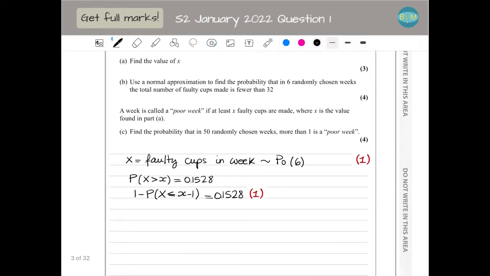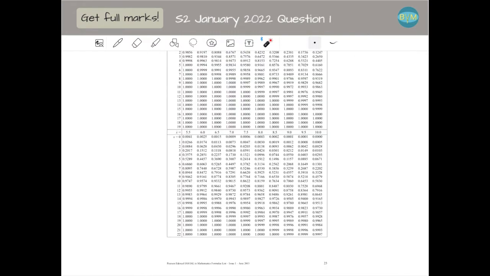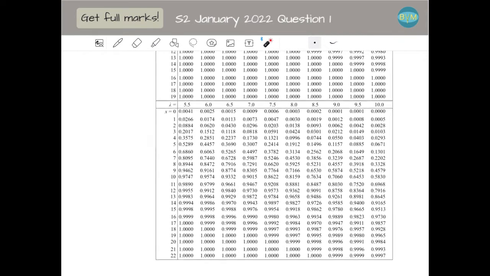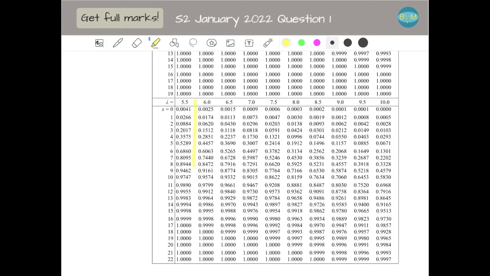Then, this is going to be the same as the probability of X being smaller or equal than X minus 1 being 0.8472. So I'm just taking away 1 minus 0.1528. And then we can go to the table, to the Poisson 6, and search for this value. So I'm going to show you the table. This is the formula booklet that you have, Poisson distribution, 6. So I'm going to use this column, and I'm going to find this 0.8472, which is here, and the X is 8.